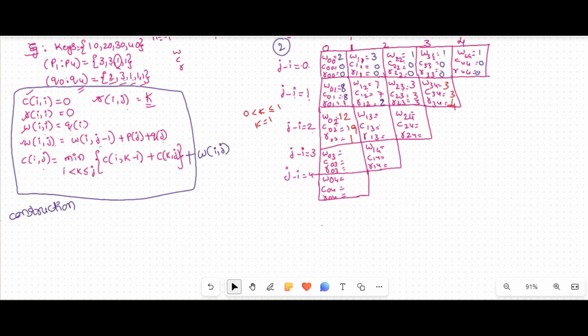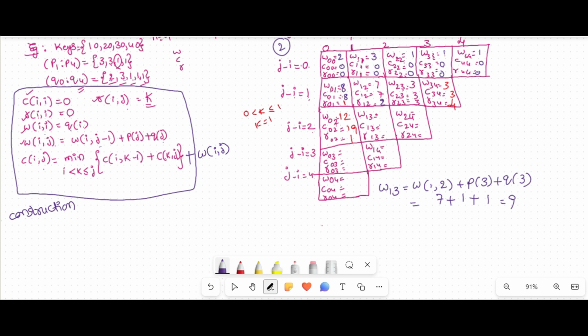Right. So now the next one is W13. W13 is W of 1 comma J minus 1, that is W12, plus P3 plus Q3. W12 already you have calculated. W12 is 7 plus P3. P3 is 1. Q3 is 1, which is nothing but 9. W13 is 9. Okay. Now C13.